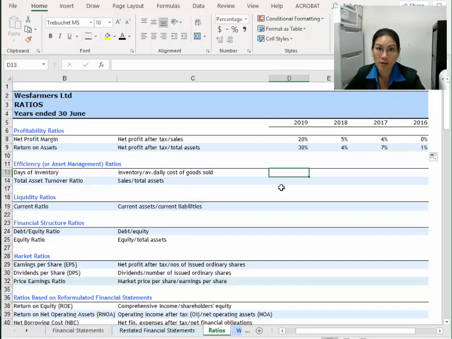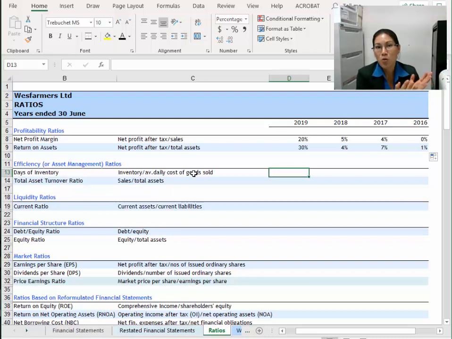I know very well that Wesfarmers has inventory, so I'm going to go straight to the current assets on the balance sheet and link to inventory. Okay, now divided by the average daily cost of goods sold. Now in this next unit, you will learn about how when we purchase inventory, we plop it on the balance sheet until such time as it's sold. Then we do a journal entry, we take it off the balance sheet and plop it onto the income statement. When we put it to the income statement, we call it cost of goods sold.